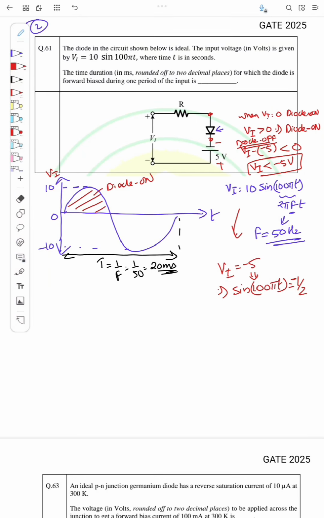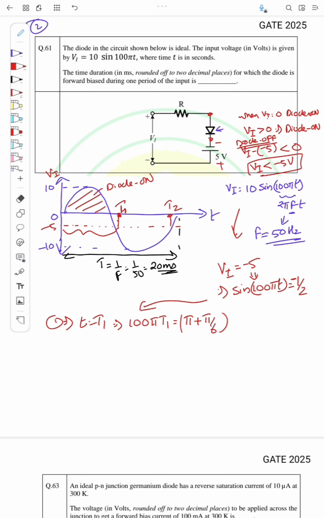So when does this happen? This happens when the angle 100 pi t is equal to, so there are two cases. When it becomes minus 5, at this point and this point, I will call this t1 and this t2. For t equal to t1, 100 pi t1 is equal to pi plus pi by 6. This can happen at 180 plus 30 degree or 360 minus 30 degree. These are the two cases when this becomes minus 1 by 2.